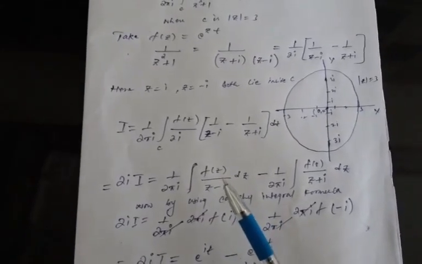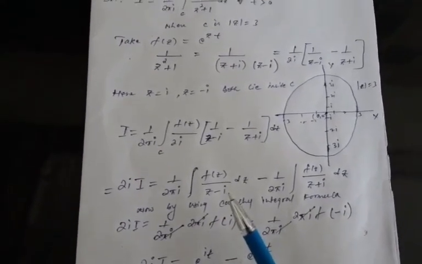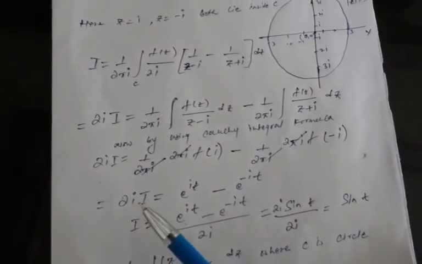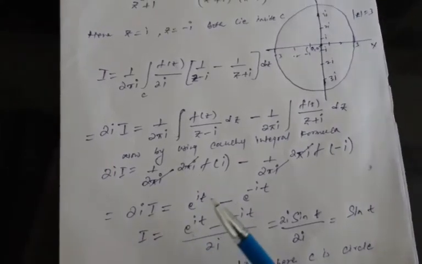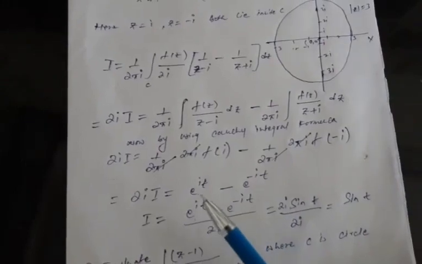So what is Cauchy integral formula? Integral of f(z) divided by z minus alpha is equal to 2 pi i f of alpha. So i is an interior point, so it is equal to 2 pi i f of i, minus 1 by 2 pi into 2 pi f of minus i. z plus i is z minus of minus i, so minus i is an interior point. Now what do we get? 2 pi i, 2i into I equal to e to the power it minus e to the power minus it.